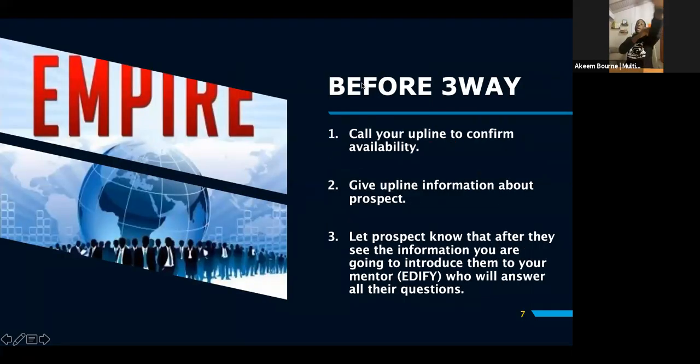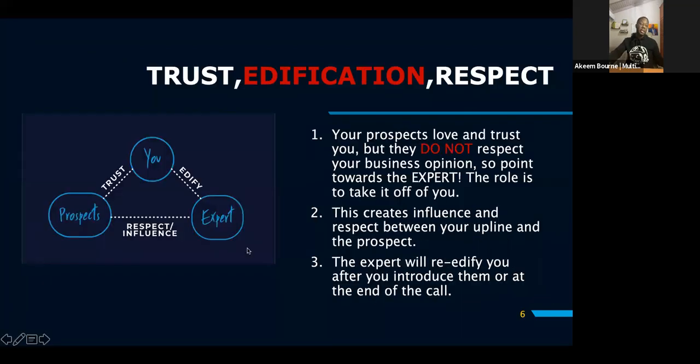So good. So let's talk about what the process is like before the three-way. Let's drop in the chat if you're clear so far on all that we've been through as it relates to the pyramid structure, because the pyramid is critical. The pyramid is the strongest shape, they say, and this is you. This is your upline or the expert or the sideline, and this is the prospect. You build the trust. They trust you for who you are, but they don't trust your business opinion. So you've got to edify the expert or your upline, and by doing that, you build respect and influence. Remember that. We're going to go through this either on Monday or Wednesday practically, so you can actually put this into work, right?